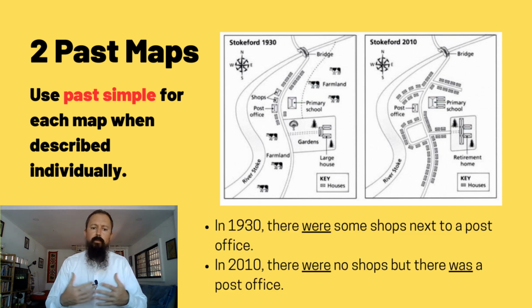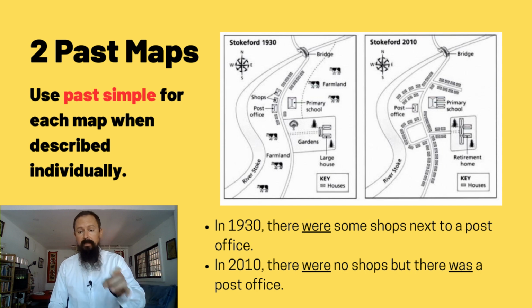So if we were to describe these maps just as they appear, we would use the past simple. So we might say in 1930, there were some shops next to a post office. So we're using the verb to be, and that is in the past simple form matched with the plural, so it is there were. Similarly, if we looked at the second map, 2010, we would say in 2010, there were no shops, but there was a post office. So we're using the past simple plural and then the past simple singular form here.